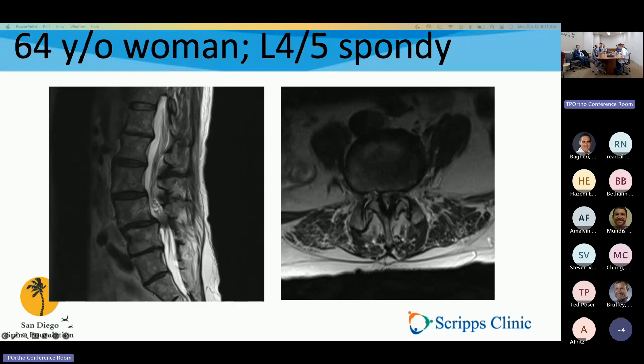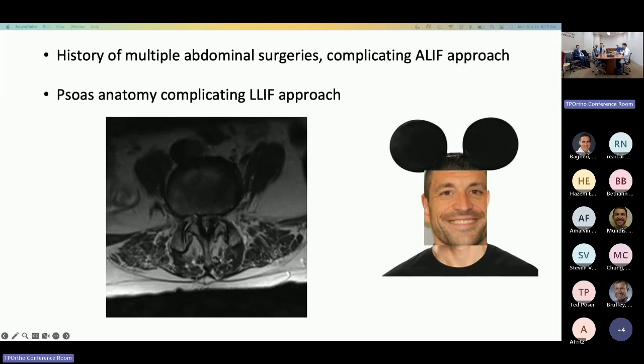Okay, so back to some case examples. If the slide stopped, tell me. A 64-year-old woman, she's got a 4-5 spondy. You can see the transitional anatomy there. In my mind, this is a really good case for an MIS TLIF. And you can see the lateral approach is just not going to work. She's got that psoas drift, and the plexus is being pulled across 4-5.